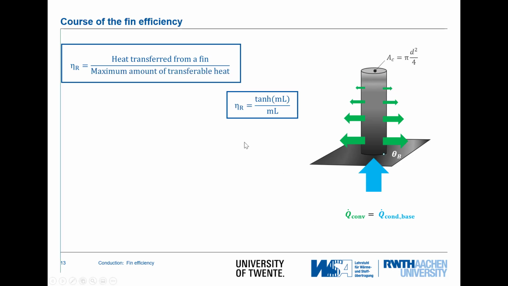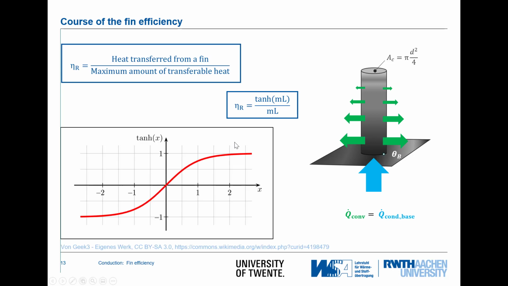Now this is the derivation of the fin efficiency. How can we draw that? In order to draw that, I think it's best to recall the course of the tangent hyperbolicus function, and that's shown in this diagram. The tangent hyperbolicus is 0 for x equal to 0 and approaches asymptotically the value of 1, and already at the value of 2 this has nearly approached its value of 1. So it has a steep gradient here.